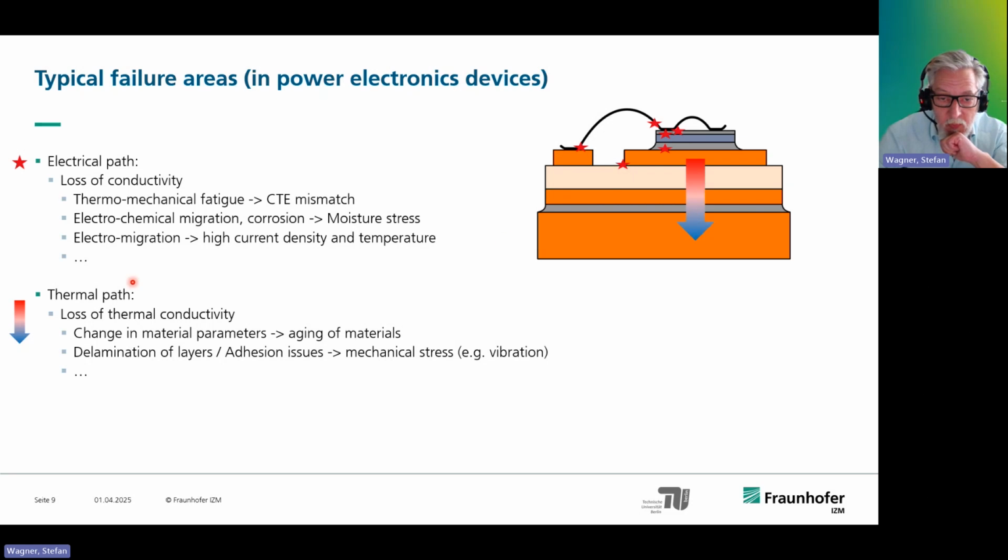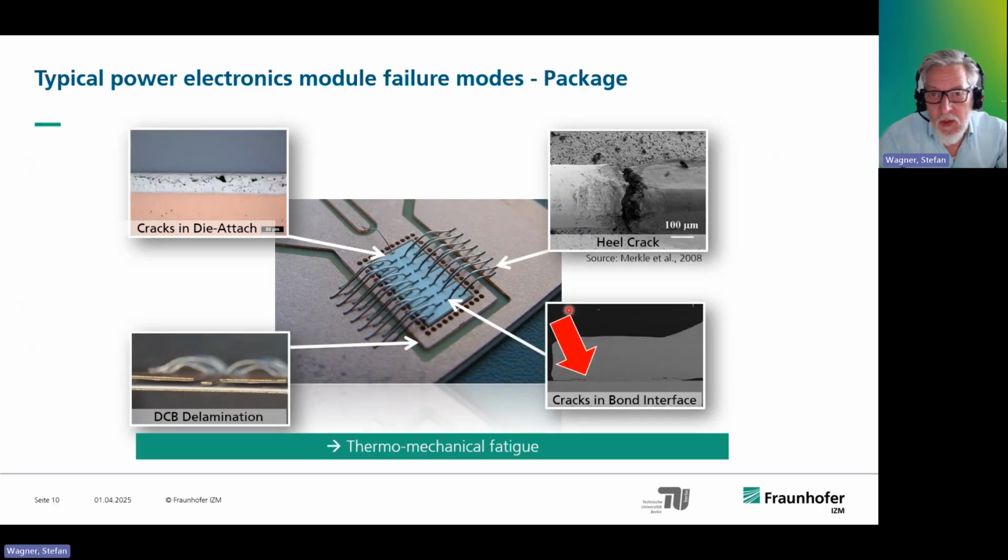And second, the thermal path, which you see here, this can lead to loss of thermal conductivity. This can be the result of a change in material parameters caused by aging of the materials, or delamination of layers, respectively adhesion issues caused by mechanical stress, e.g. vibration. Typical power electronic failure modes in a package.